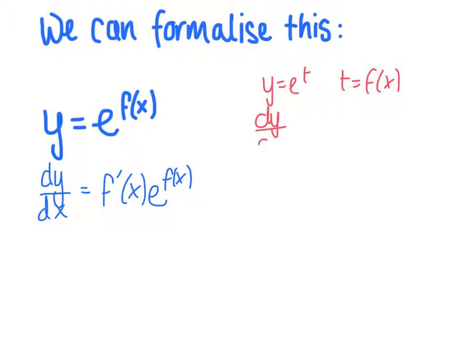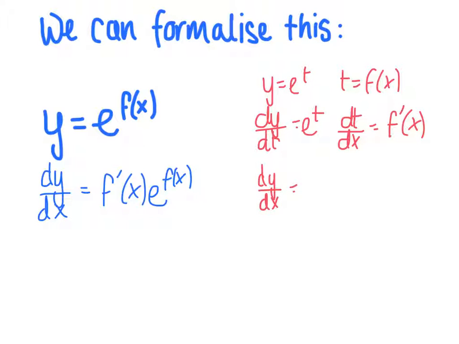Then dy by dt is e to the t, we know that. And dt by dx, well, we don't know what f is, so all we can do is notate it as the derivative, whatever that is. Then we know that the chain rule gets us to multiply, so we'll multiply those to find dy by dx, which is f prime of x, the derivative, multiplied by e to the t, and t is f of x. So it's just the function again, but multiplied by the derivative. And that's a really important structure to remember, because if we start to integrate and go backwards, it's a really nice thing to spot and just write down straight away.